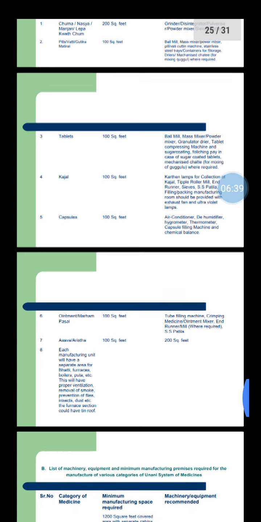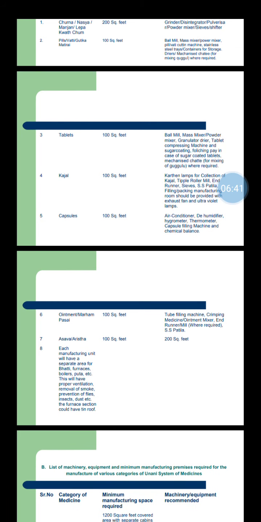Then third, tablet, 100 square feet area required. The machinery required: ball mill, mass mixer, powder mixture, granulator dryer, tablet compression machine, and sugar coating and polishing pan. In case of sugar coating tablet, machinery: kettle for mixing of jaggery is also required.